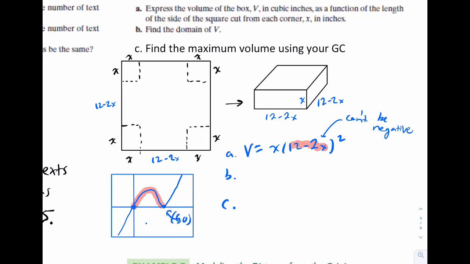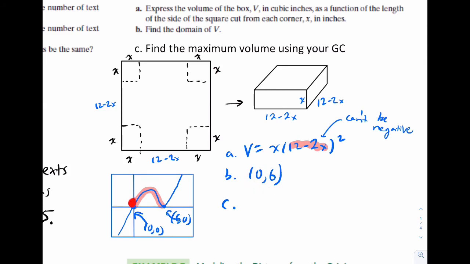And I can see the other one is going to be 0, 0, which means the domain should be 0 to 6. Because if you imagine you're the one cutting these corners, we can't make this corner bigger than 6 because then that would exceed 12 on both sides.